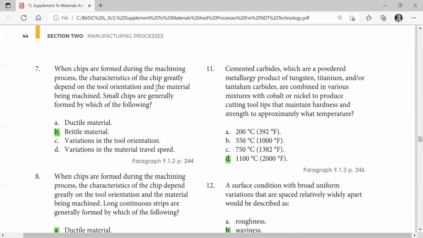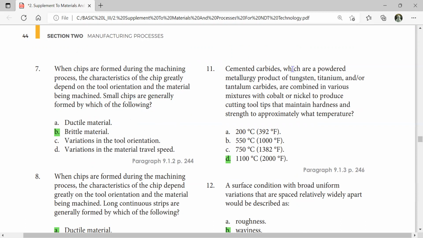When chips are formed during the machining process, the characteristics of the chip greatly depend on the tool orientation and the material being machined. Small chips are generally formed by which of the following: brittle material. Long chips by ductile material.